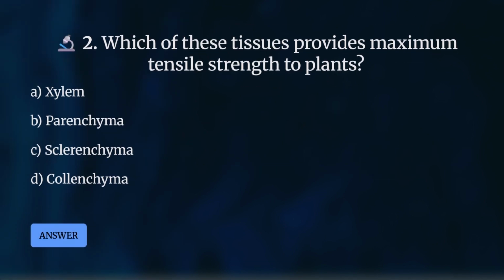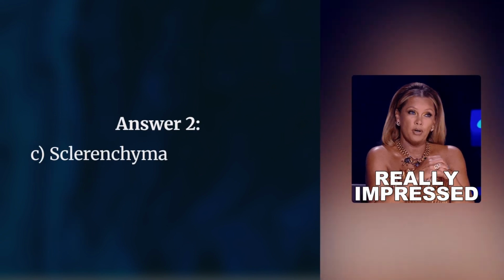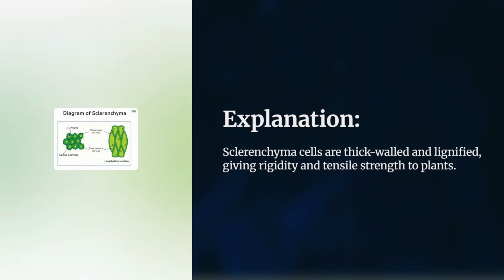Question number 2. Which of these tissues provides maximum tensile strength to plants? Is it xylem? Is it parenchyma? Is it sclerenchyma? Or is it collenchyma? And the tissue that provides tensile strength to plants is sclerenchyma. Sclerenchyma cells are thick-walled and lignified. That means they have lignin deposits, thereby giving rigidity and tensile strength to plants.